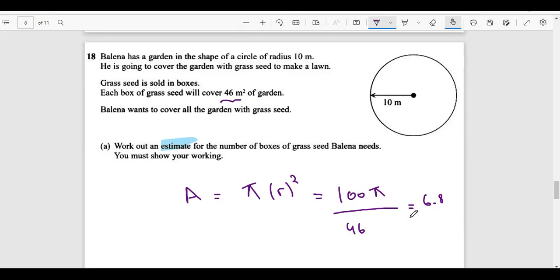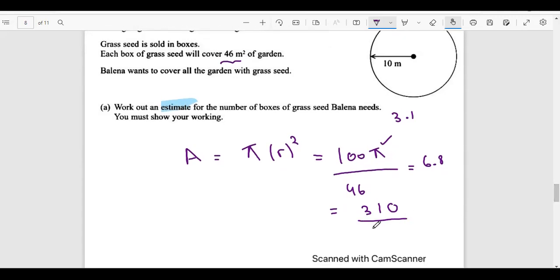And since it is an estimate, for the estimate questions, we have multiple approaches. Either you can just round off this pi, so things are simple. Let's say, for example, I use the value of pi as 3.1, instead of using 3.14. This would have given me 310. And now when I divide it by 46, whatever value I get, I would know that that is an underestimate. Okay, let's do it now.